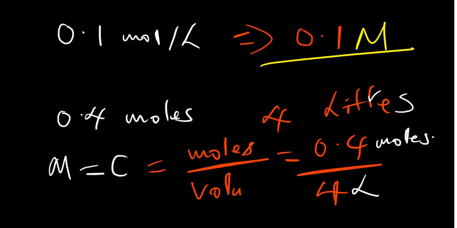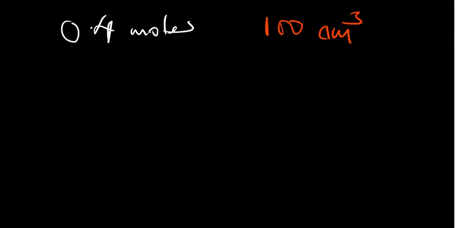Now, in a case where they give you something different, maybe they give you 0.4 moles again, but the volume they tell you is 100 cubic centimeters. They ask you to find the molarity there. You need to be very careful and look at the units. A cubic centimeter is different from a decimeter cubed or a liter, so you need to know the conversions. That's why we talked about the measurements at the start of this topic.